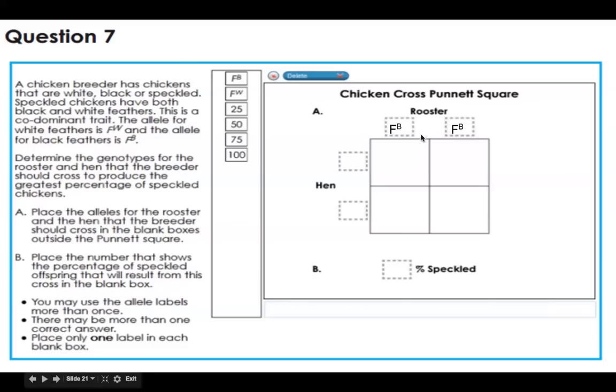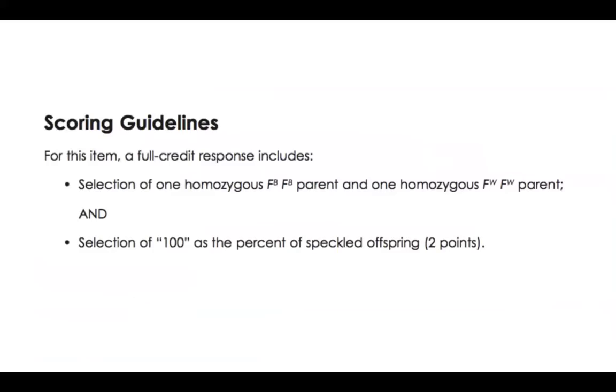Okay, so if we have a parent who is homozygous black feathers and a parent who is homozygous white feathers, we would ensure that every one of these offspring would be hybrids. They would be heterozygous. And because they're heterozygous, they have a white feather gene and a black feather gene. Now, because this is codominant, that means that neither one of these will hide the other one. Nothing's recessive. So in this case, 100% of our offspring will be speckled. And you can see that the state gives full credit for saying that.